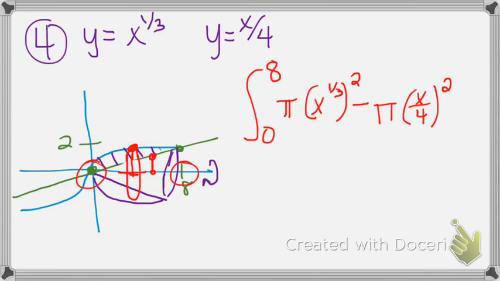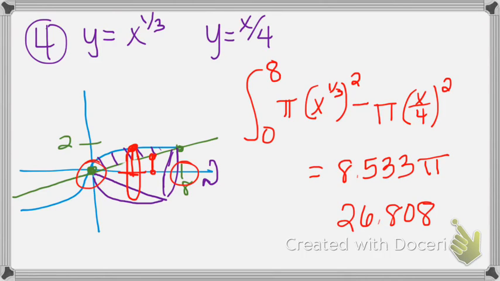I'm going to go ahead and put that in the calculator, and I'm going to see if I can find the answer. Alright, that gives me 8.533 pi. And then if you want to multiply by pi, up to you, but you get 26.808.